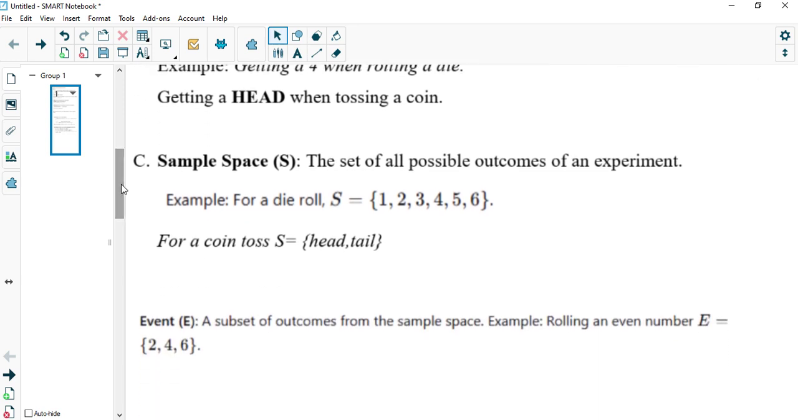Definition number 3, that's a sample space, which we use a letter S to represent a sample space.